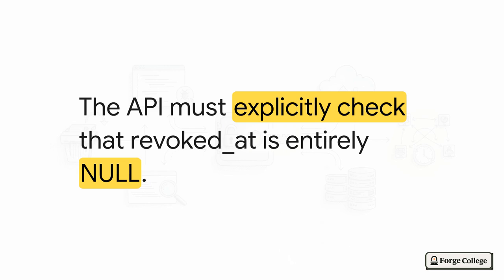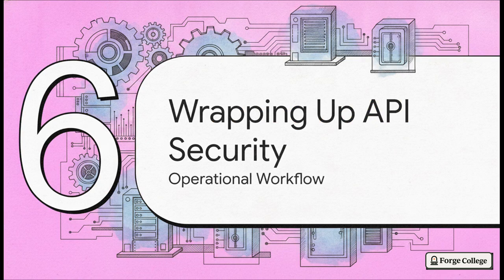So the crucial point is this specific piece of code logic. Every single time your API receives a request, it must verify the hash, yes, but it must also explicitly check that the revoked_at timestamp in your database is entirely null. The second you detect a stolen key, your script populates that timestamp, and instantly your server slams the door shut on any further requests trying to use that pass.